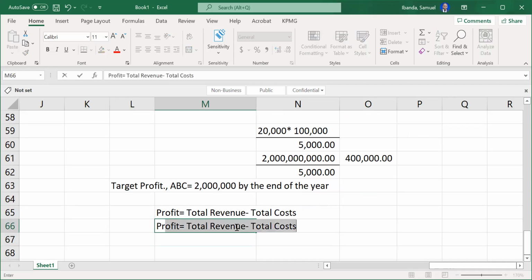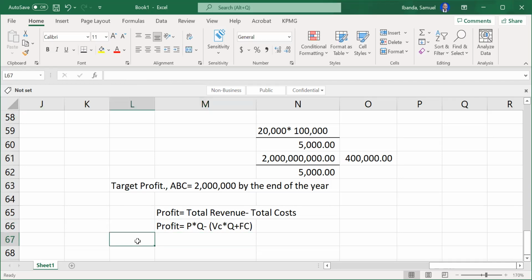So we also say that our profit can also be represented by this. Where we have total revenue, we can put P, which is price times quantity. And where there is total costs, we can do this: open bracket, VC, which is the variable cost per unit, times quantity, plus our so-called fixed costs.